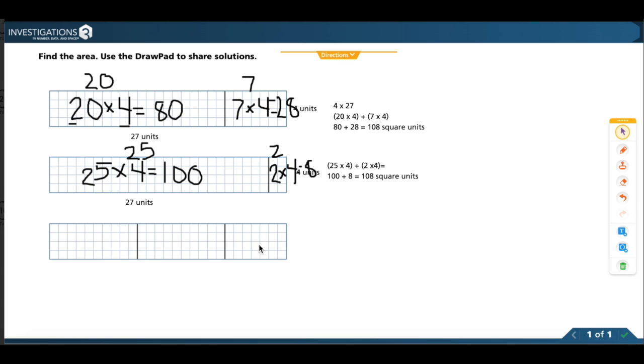Pause me and think about how they broke apart this array. This array is a little bit different. Instead of breaking it up into 2 parts, they now broke it up into 3 parts.